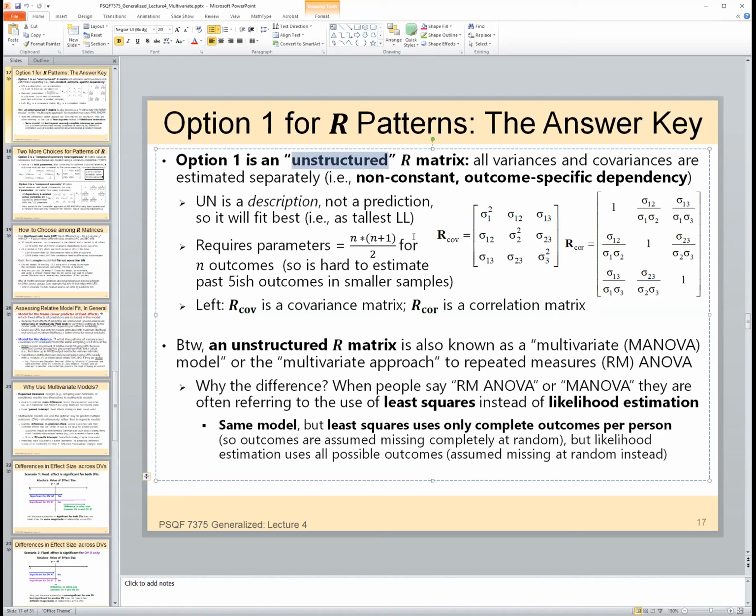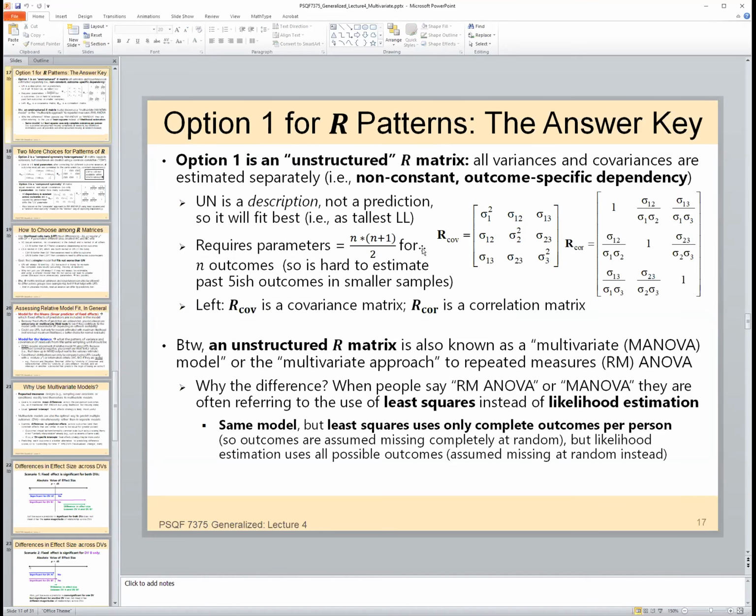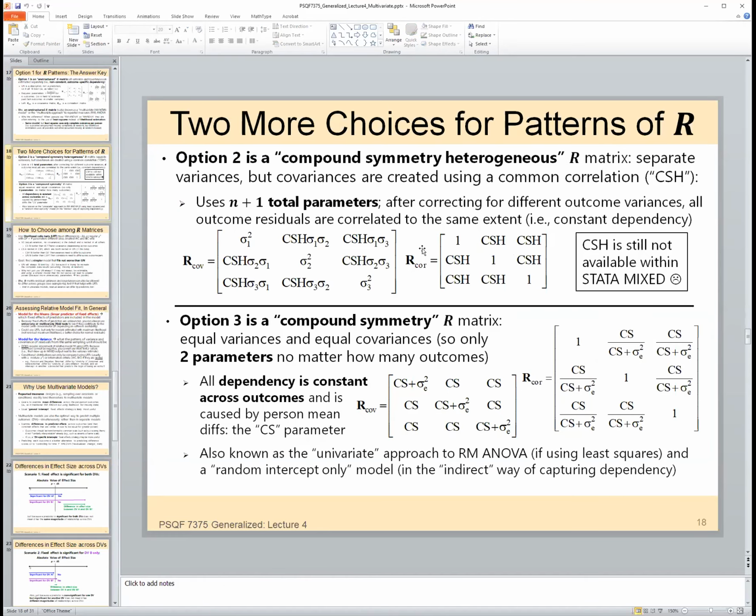Everything gets to be what it wants. It's going to fit the best. Here are two others that are reasonable for this type of data. Option 2 on the top here is something known as compound symmetry heterogeneous.